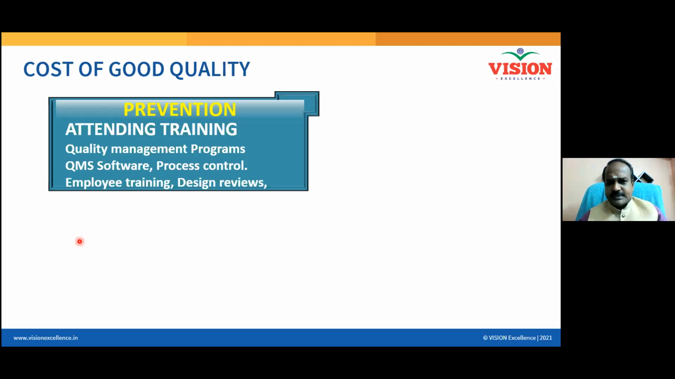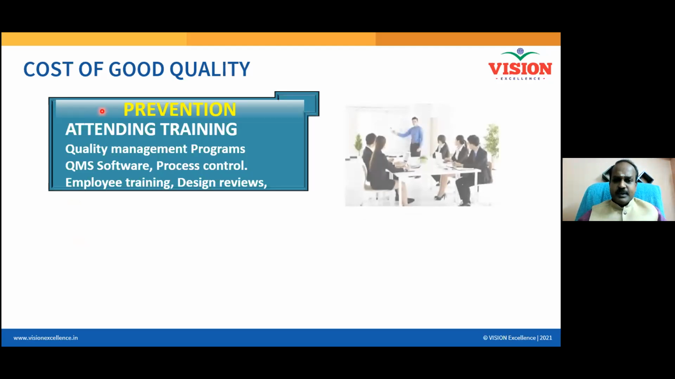Do you think there is a cost associated? Yes, sir. Yes, everything is money, right? Time is money, people's time, any form of resource is money. Very good. And so all of them are prevention activities. Anything that you do to prevent a failure from happening is called a prevention activity, and the cost associated with the prevention activity is called cost of prevention.